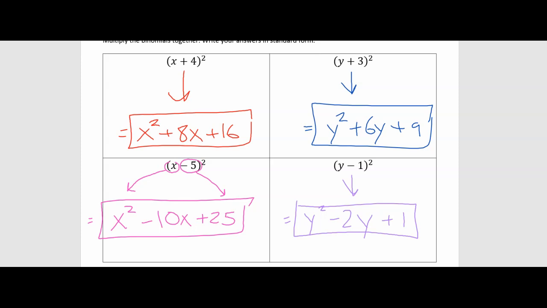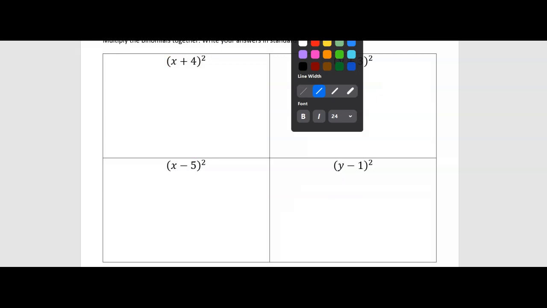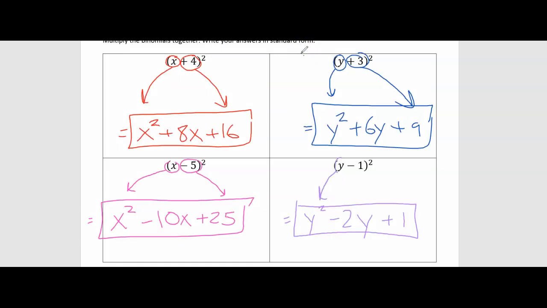Now, you'll notice that this works for all of these other examples up here, right? Square x, get x squared, square 4, you get 16. Same thing for the blue example. Square y, you get y squared. Square positive 3, you get 9. And of course, same for the purple. Square negative 1, you get positive 1.